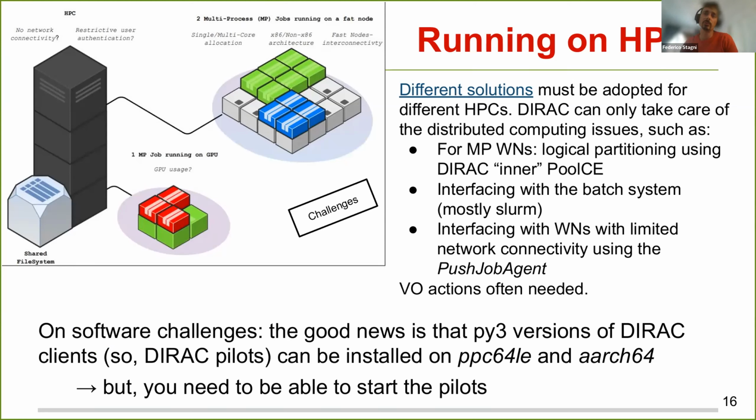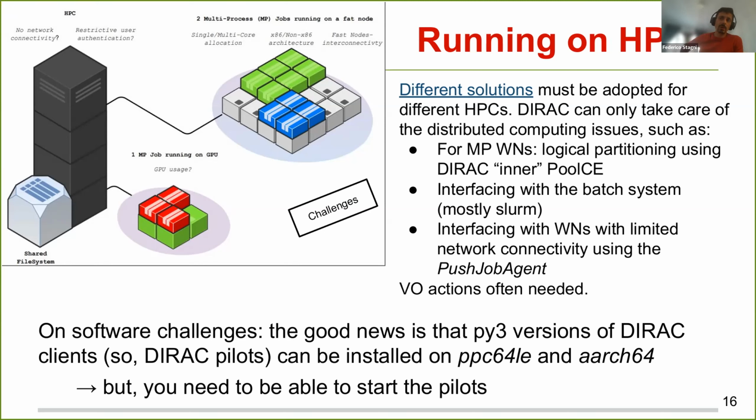I'll have a slide on HPCs because these are a rather hot topic and also deserve their own seminars. There are different solutions that must be traded off for different HPCs, and DIRAC, of course, can only take care of the distributed computing issues. Now we have a set of solutions for some of the issues, like running on many-core architectures, for which there is a so-called pool computing element interfacing with the batch system hosted at CERN. This has been largely refactored and improved in the last year. And also to interface with those worker nodes that have limited, if not absent, connectivity to the internet, here we have a new solution called the push job agent.